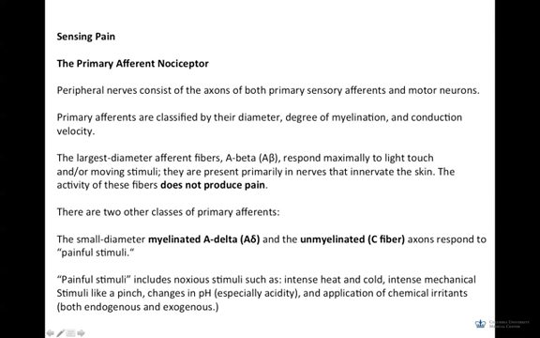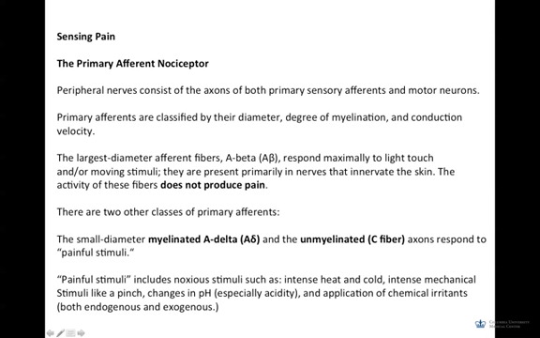Now, peripheral nerves consist of axons of both primary sensory afferents and motor neurons. Okay? But of course, we're not talking about the motor neurons here. We're talking about the afferent fibers. So primary afferents are usually classified based on their diameter, how large they are, their degree of myelination, and how fast their conduction velocity is.